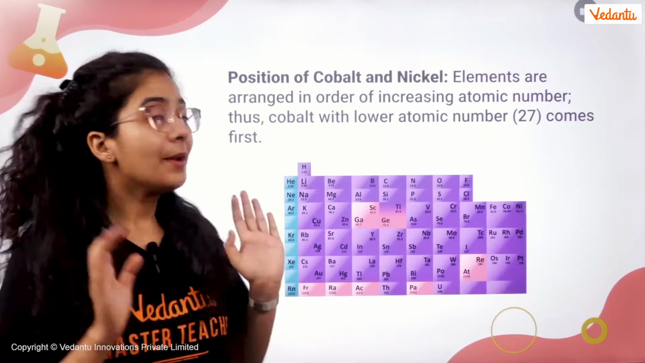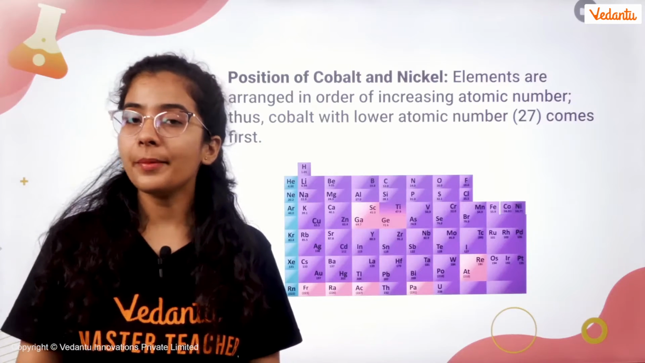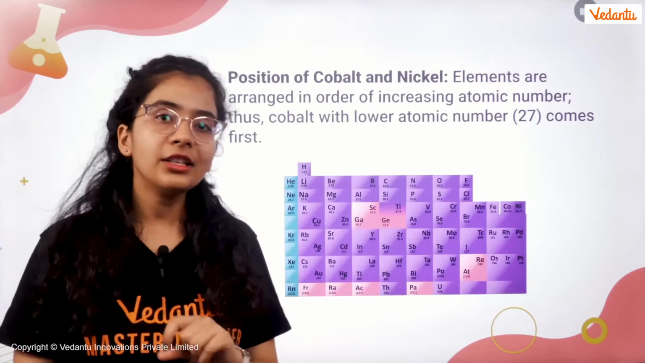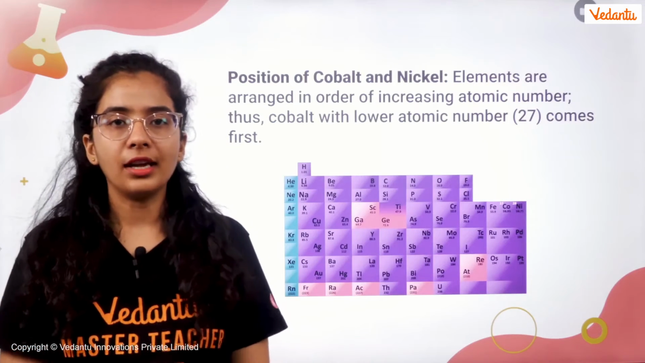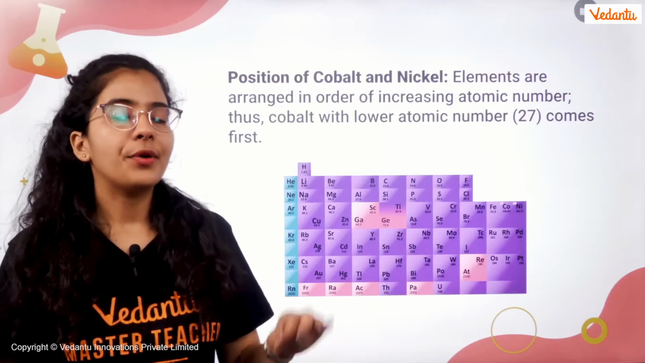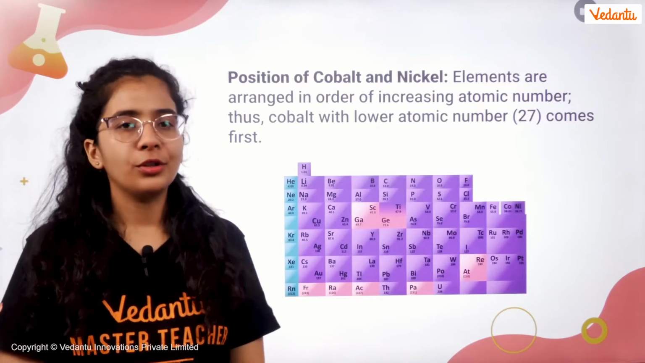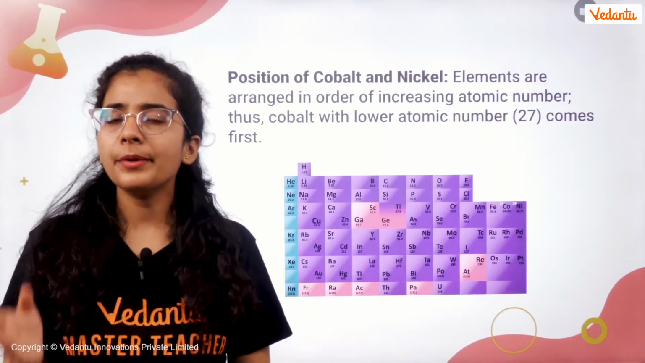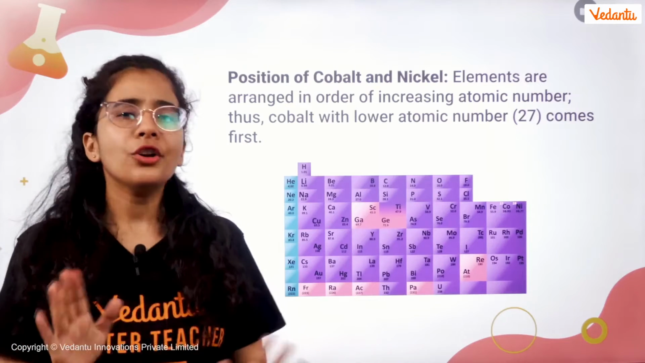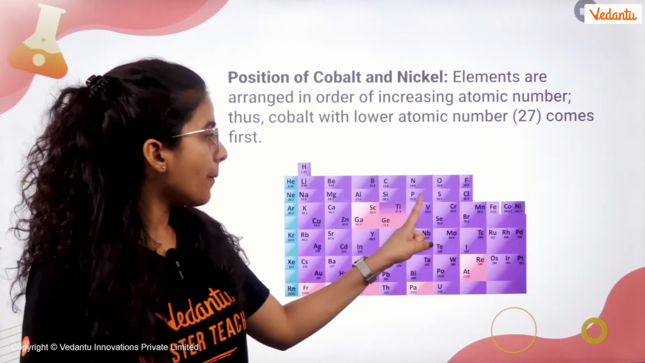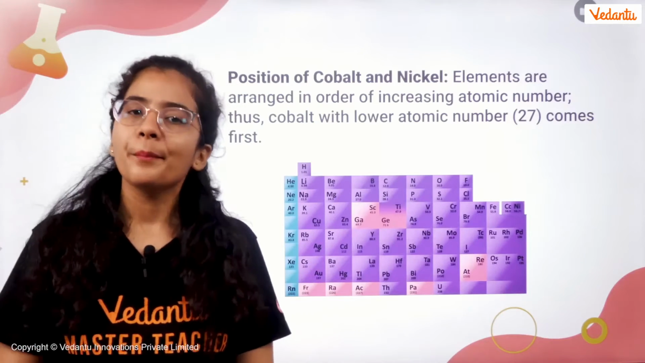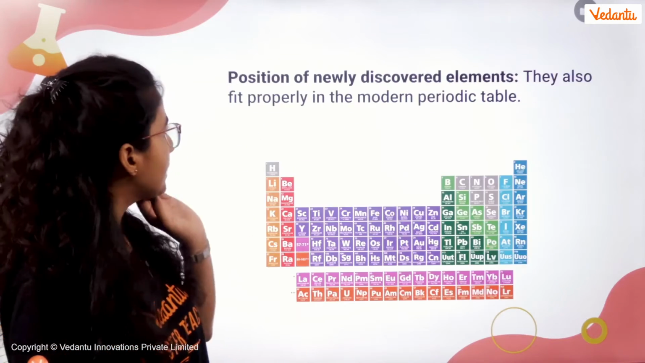Fine. So in Mendeleev's table, he kept the elements in the order of increasing atomic masses. Now cobalt with higher atomic mass still came before nickel. That was an inverted order and Mendeleev couldn't explain that, right? In the modern periodic table, this problem got sorted out because we kept the elements in the order of increasing atomic numbers, not masses, right? So cobalt's atomic number is 27, nickel's 28. That's why cobalt comes before nickel. Okay, fine. I hope it's clear.